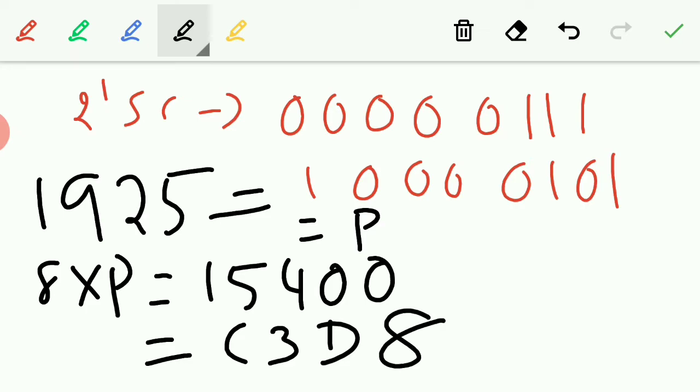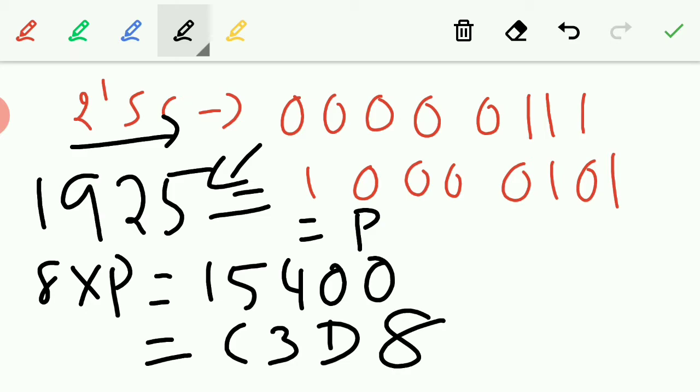C3D8. Clear? So P is a number they have given, that is in 2's complement format, right? So 2's complement format means first I convert into a binary number, that is also in 2's complement. I want to get the original number. So I get the 2's complement of the resultant binary number. This is my original number 1925.